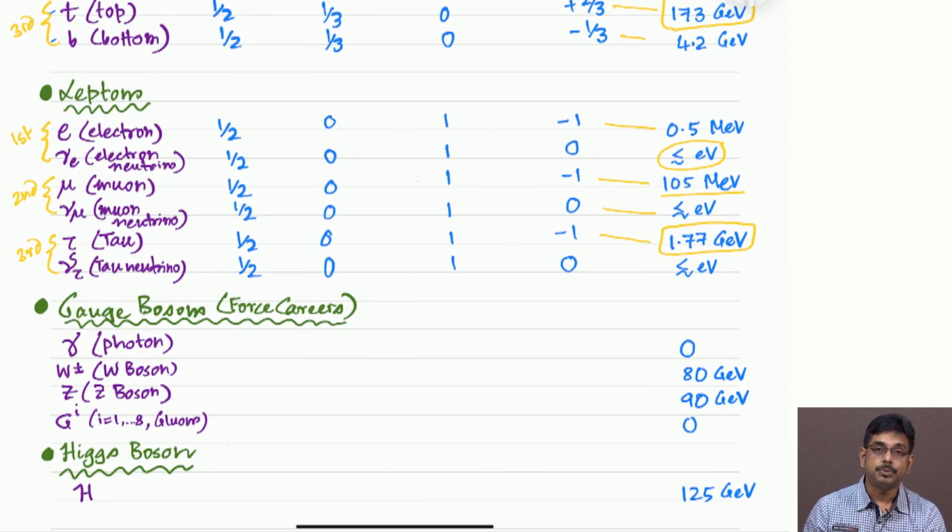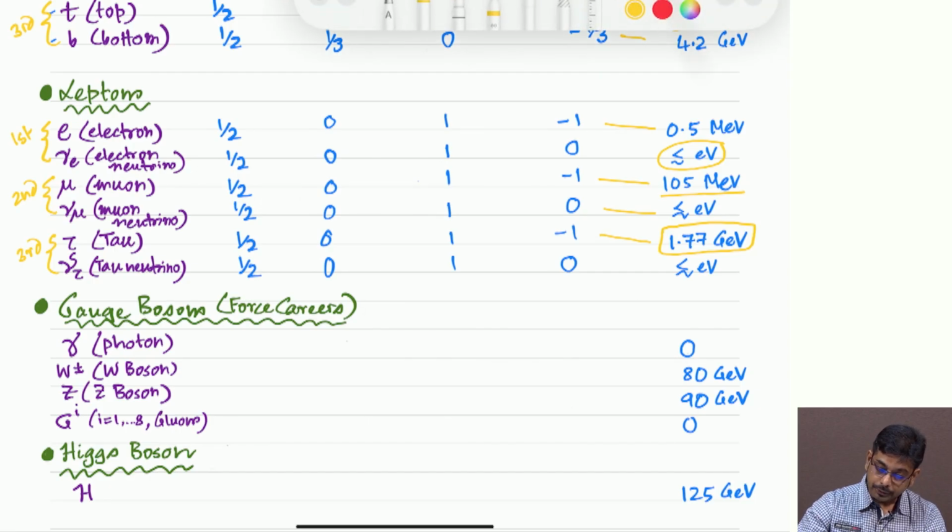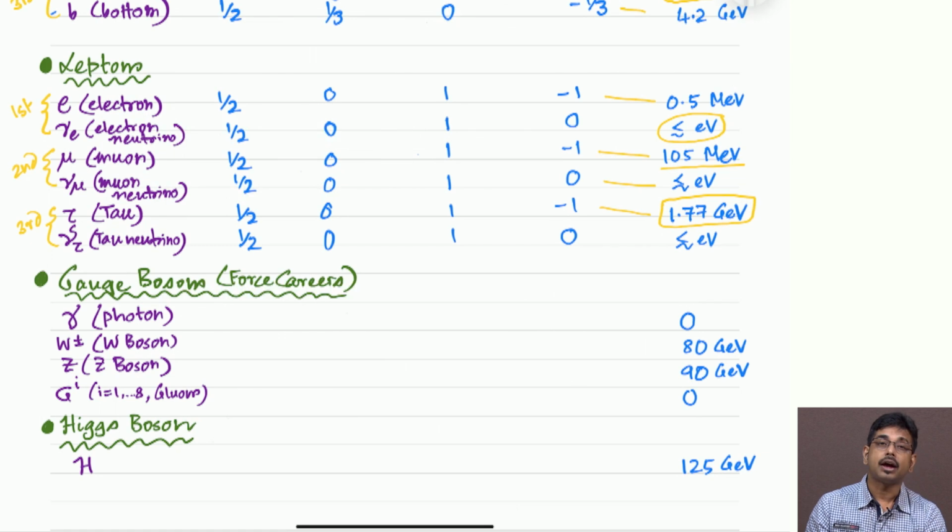What is left? Importantly, there are particles called gauge bosons, or the force carriers. What do I mean? In quantum field theory, every force which is mediated between two particles is actually mediated by a particle itself. For example, the electromagnetic interaction is carried by a particle called the photon. Similarly, the weak interaction is carried by two particles called W and Z bosons.